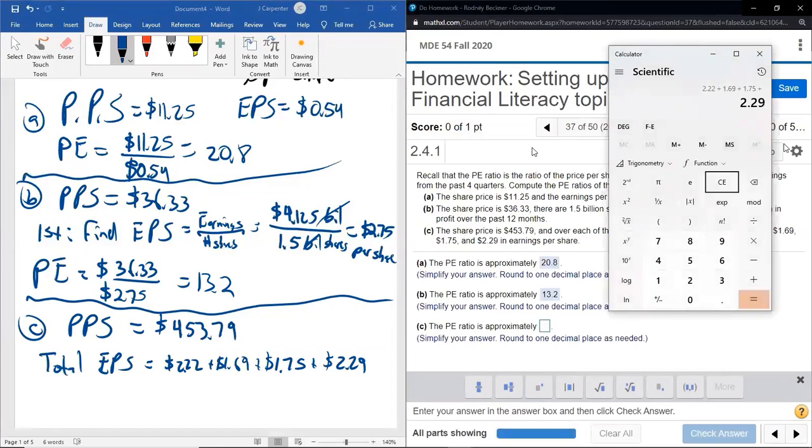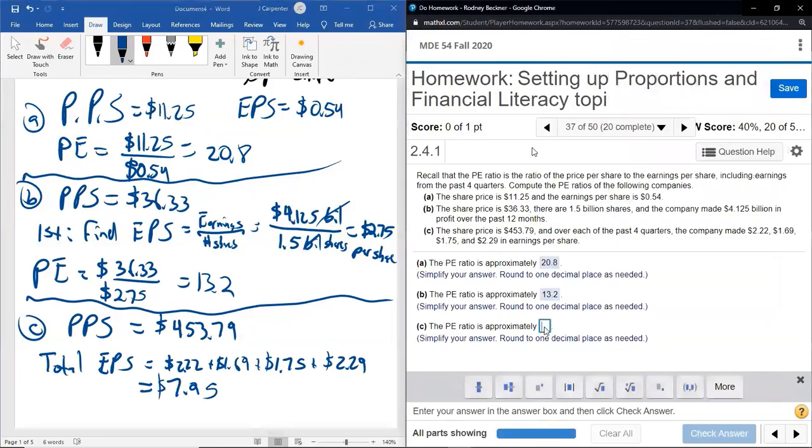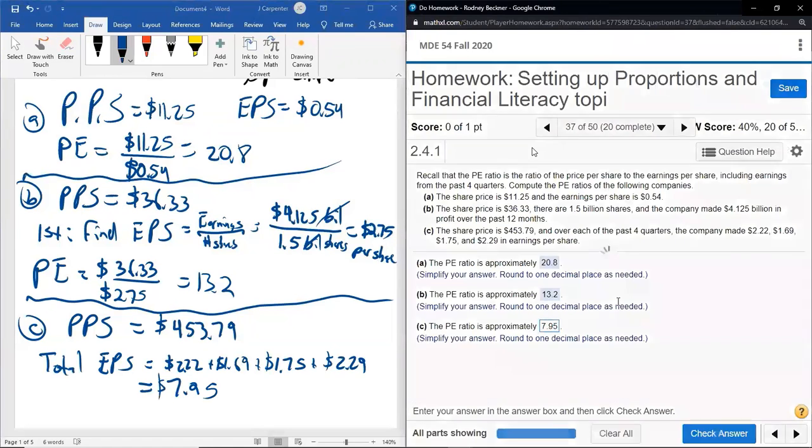Double check my numbers. My vision's a little off today for lots of fun reasons. 2.22, 1.69, 1.75, 2.29. Okay, 7.95 sounds accurate. So the total EPS is 7.95. Okay, well that was the answer, right? Question mark. 7.95. Spoilers, it's wrong.